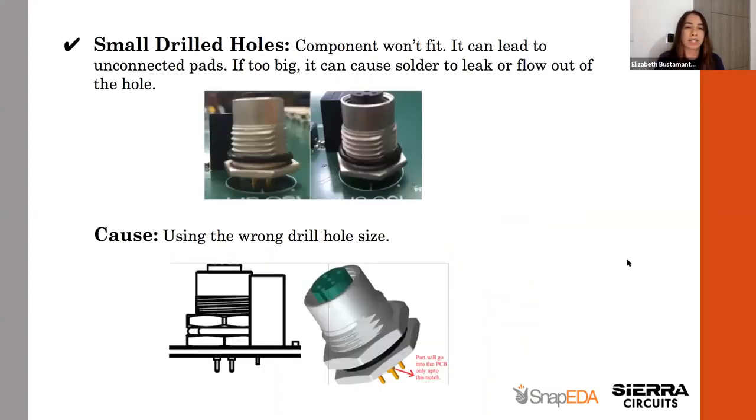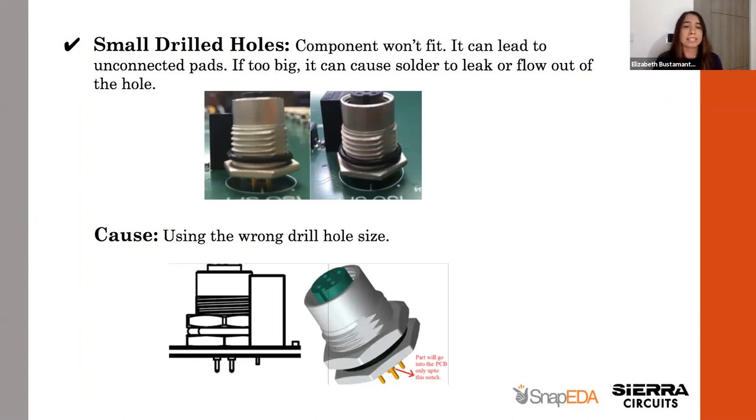Okay, so let's keep talking about the manufacturing defects. The next one is having incorrect drill hole sizes in the PCB. You can have drill holes that are too small, so the components will not fit. No matter what you try, it's very hard for it to fit. Or you can also have drill holes that are too big, and in that occasion you can cause solder to leak or to float out of the hole.